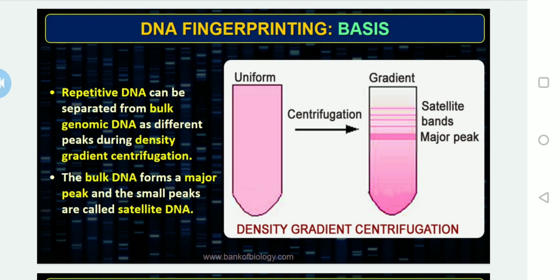In the centrifugation tube, you can identify how it will be. The bands will be diffuse with respect to the major peak. Are you able to follow? This is the density gradient centrifugation, during which we separate the bulk DNA from the major peaks and from the small peaks.